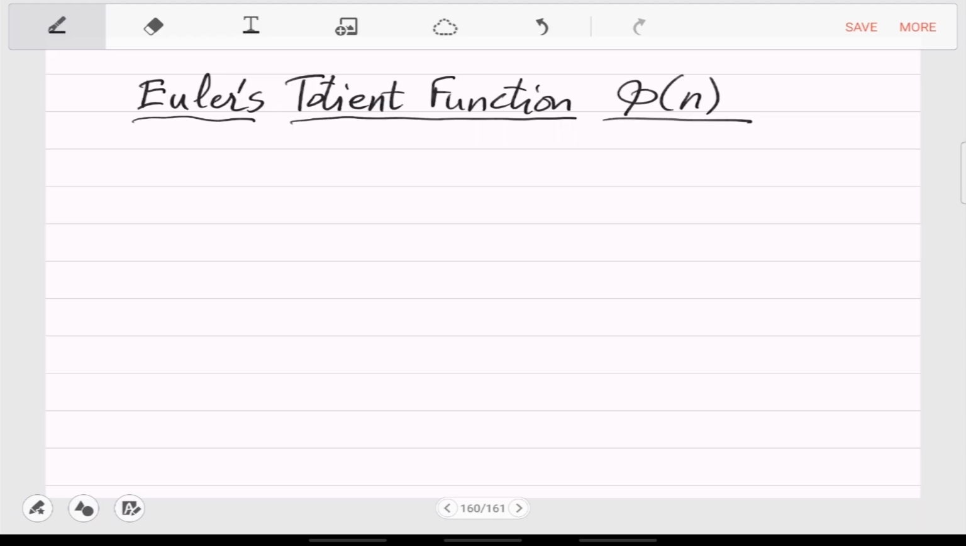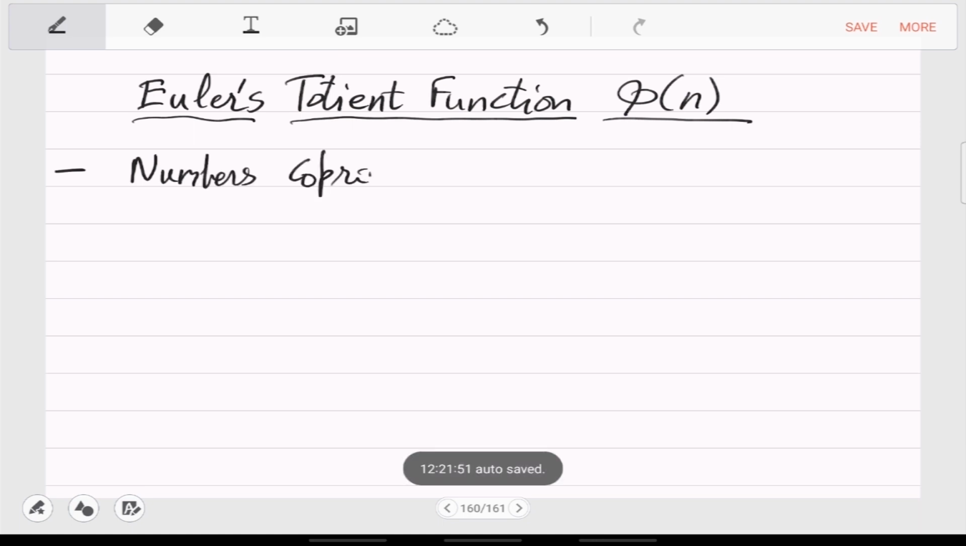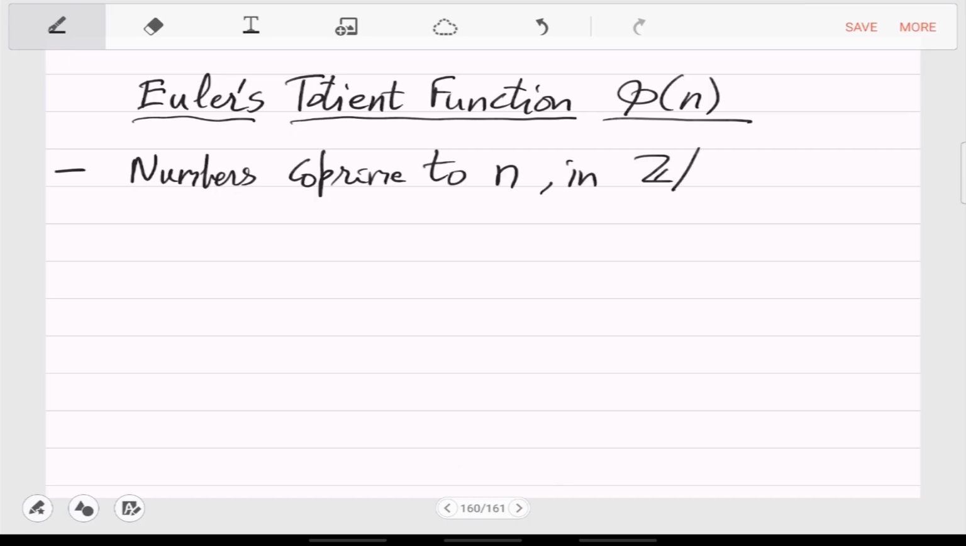Okay, so this is something very simple. What you want to study is numbers co-prime to n in Z/n. Especially this will be interesting for composite numbers. So if you have these numbers 0 to n minus 1, which ones are co-prime to n?